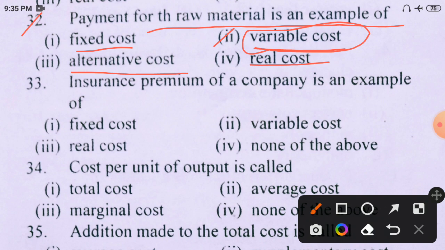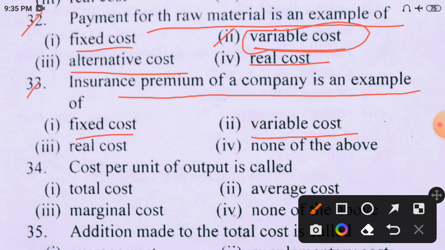Next, number 33. Insurance premium of a company is an example of (i) fixed cost, (ii) variable cost, (iii) real cost, (iv) none of the above. Which is the correct answer? Insurance premium is a fixed cost. Answer (i) fixed cost.